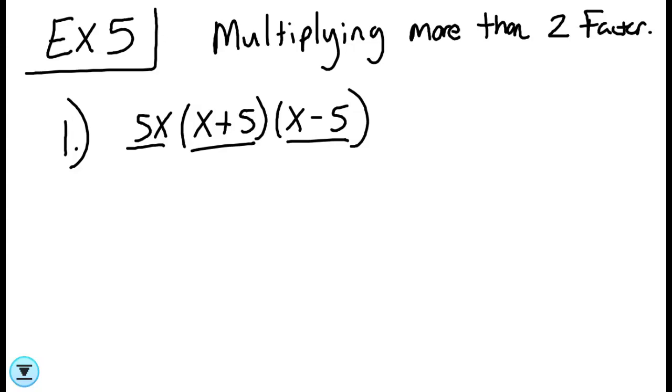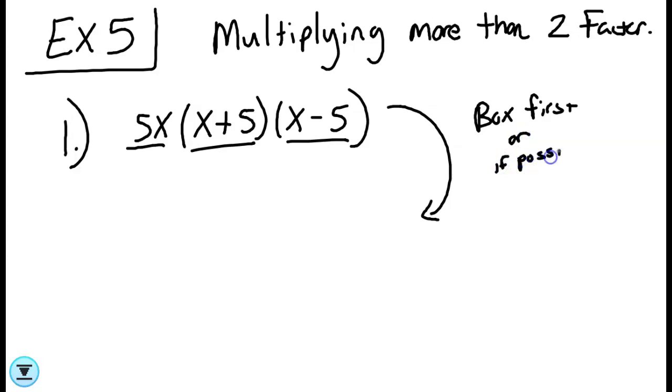Okay? So my suggestion to you is, well, basically what you're going to do is you're just going to multiply 2 things at a time and then just bring the third one down, and you'll eventually multiply that one in after you've done the first set. So my suggestion is when you're multiplying more than 2 factors together, look for a shortcut if you have it, and also do the box method first. So either do the box method first, or if possible, shortcuts.